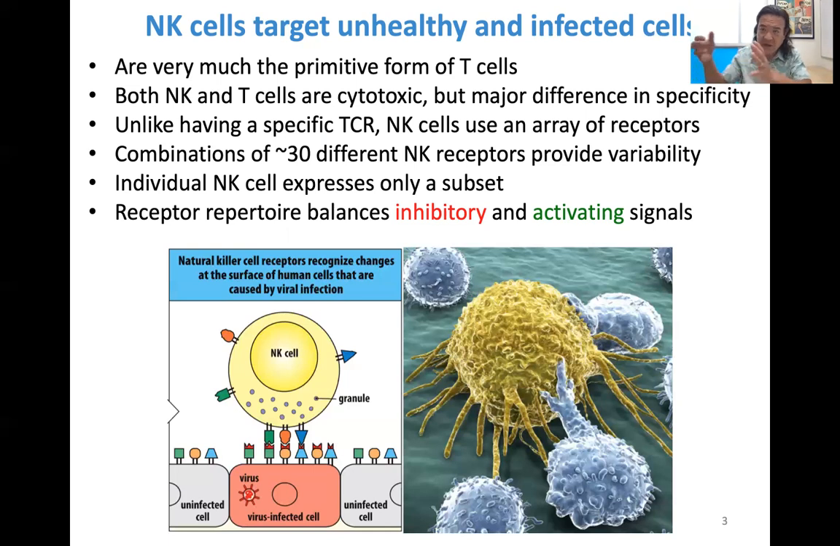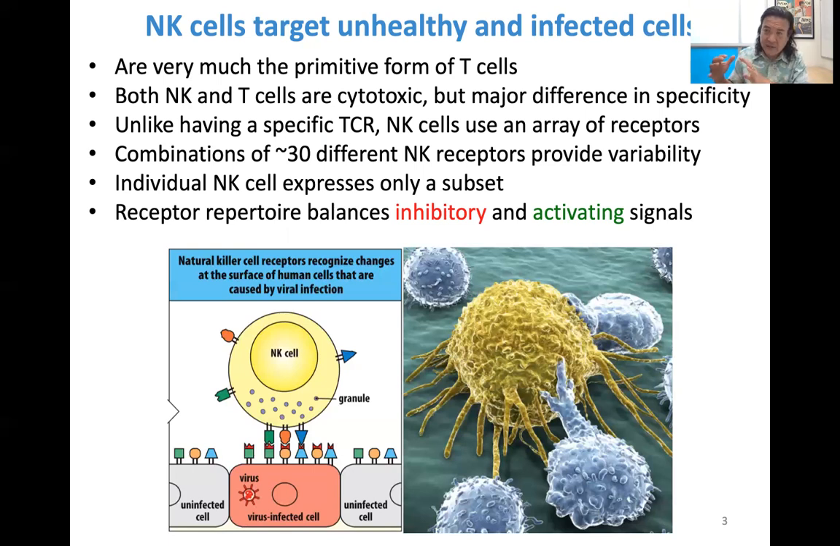encountering a target cell, synapsing with it, so their membranes are pressed together, and then hopefully certain types of proteins help them form a nice strong synapse so that other receptors have a chance to see what that target cell has on its surface.